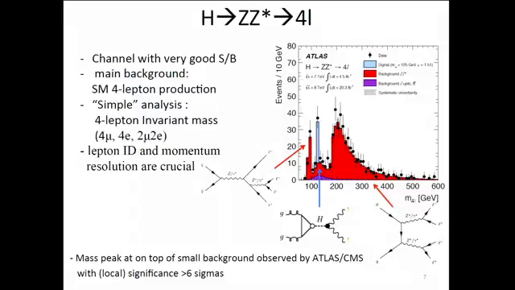The first channel I would like to present is the Higgs into 4 leptons. Basically, this is the channel with a very good signal over background ratio. The main background is standard model 4-lepton production, and it's a simple analysis. Basically, you calculate the invariant mass of 2 lepton pairs. What is important experimentally is to have good lepton identification and also good momentum resolution to resolve the peak. And this is the measured 4-lepton mass spectrum from ATLAS in this case.